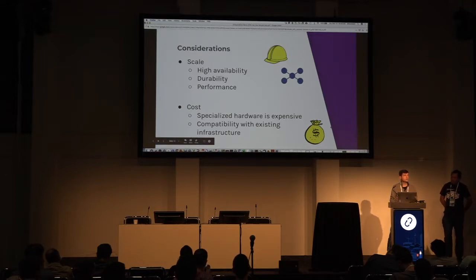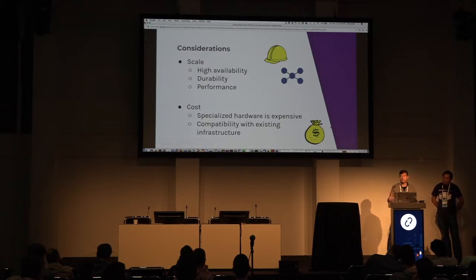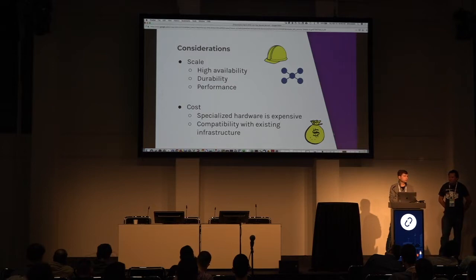And then performance, of course, is an aspect. Depending on the number of volumes you have or the number of instances you have booting, you want to make sure that you can handle the load of secret access attempts that you expect in your cloud. And then finally, cost. We live in the real world. We need to balance cost. You can get lower costs by taking advantage of your existing infrastructure.